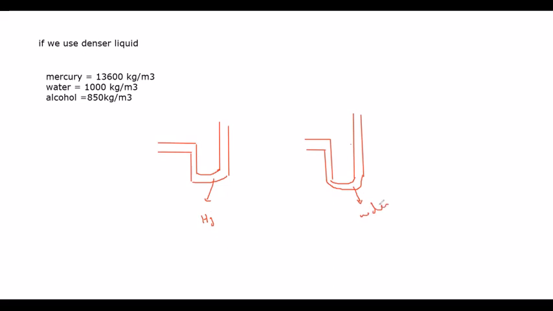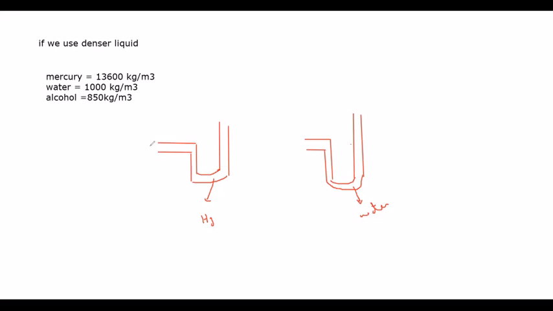So if I have two identical manometers of the same size of tube, but I'm using a different liquid. In the first manometer, I'm using mercury, Hg, and in the second manometer, I'm using water. Which one do you think is easier to move, or which shows a greater change in height?